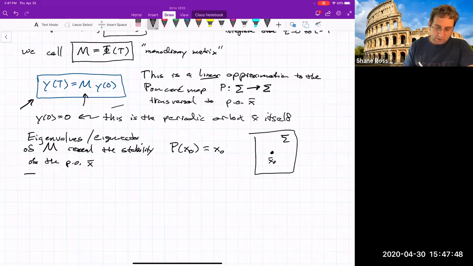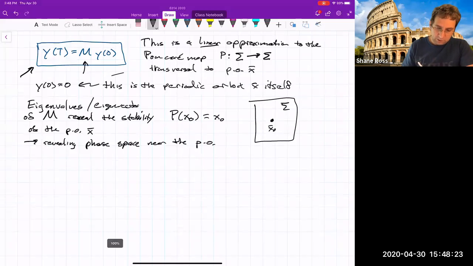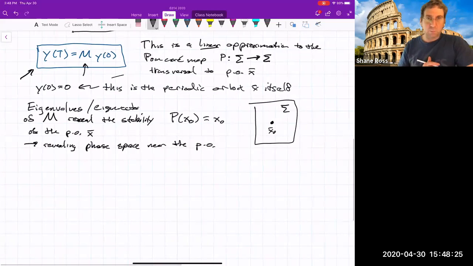Also, more generally, we could think of it as revealing what the phase space is like near the periodic orbit. And these are, in some sense, equivalent. Stability of the periodic orbit is related to revealing the phase space near the periodic orbit. Sometimes we just ask yes or no questions like, is it stable or not? Maybe that's all you care about. But you actually get more information from the M matrix than just whether it is stable or not. All right, so let me tell you some things about what the eigenvalues of M will be.